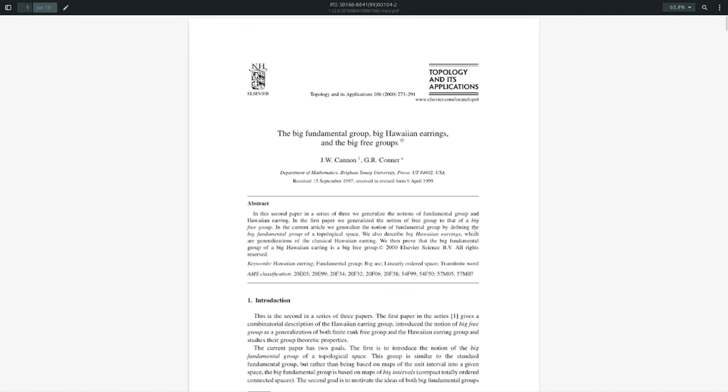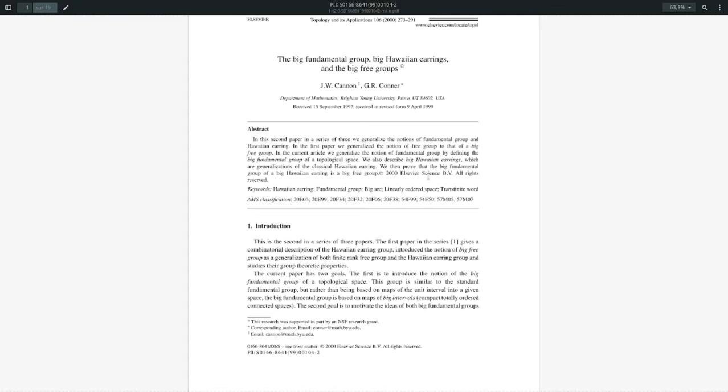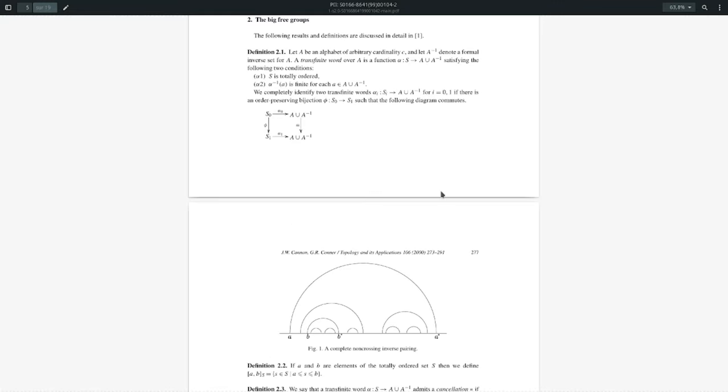In that article by Cannon and Conner, which spawned the whole topic of big homotopy theory, another example is given. Namely, they define a generalization of the classical Hawaiian earrings, the big Hawaiian earrings, and they compute the big fundamental group of that space. They show that the big homotopy group of the big Hawaiian earrings is what they call a big free group, which is a kind of free group consisting of transfinitely long words.